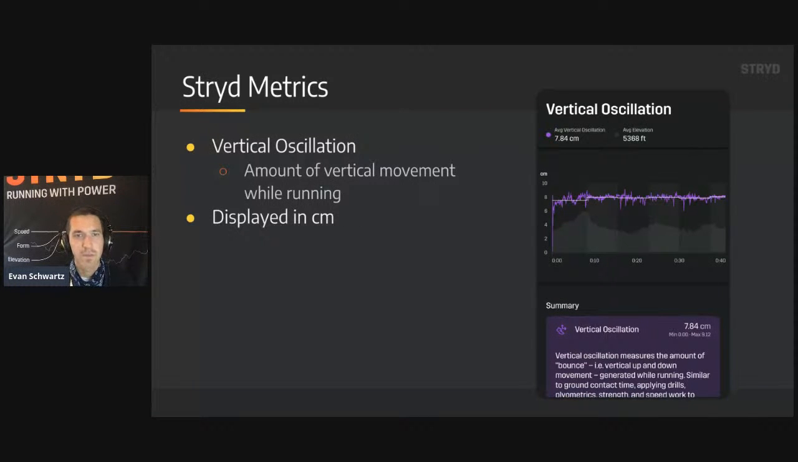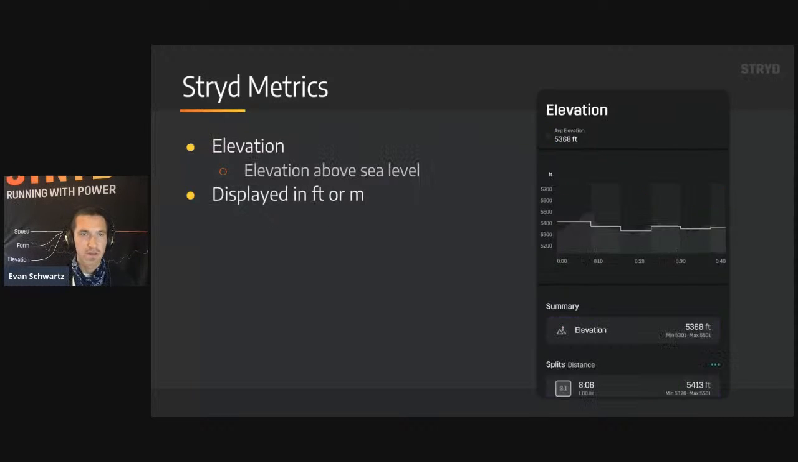Vertical oscillation is the amount of vertical movement while running. It's displayed in centimeters. We do have a little bit more expansive definitions in the app if you are curious for a little bit more context. We're not going to go into all of those now, but that is definitely something to check out if you ever are looking at your specific metrics and kind of curious about what does it actually mean. We do always recommend looking at that summary section there.